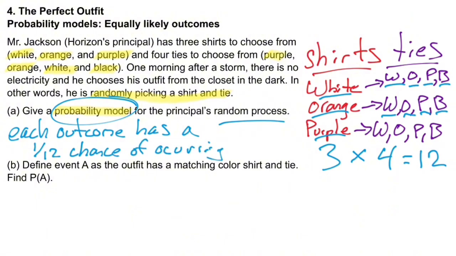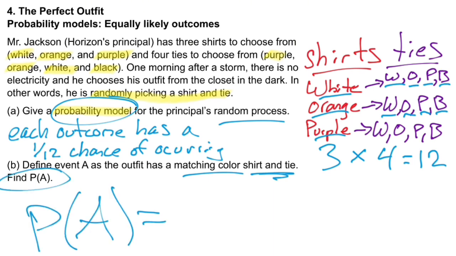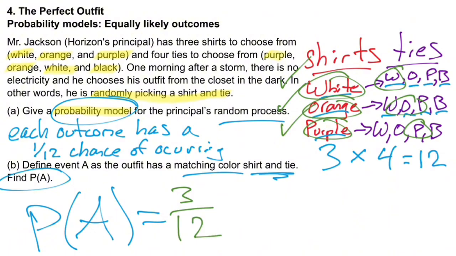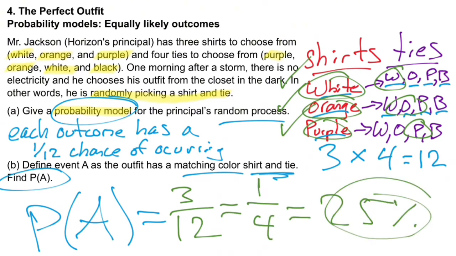So, Part B, define event A as the outfit that has matching color shirt and tie, and that is event A. So we're trying to find the probability of event A occurring. So we need all of the combinations where it is a matching shirt and tie. So we have a white tie and a white shirt, orange tie, orange shirt, and purple tie and purple shirt. So it looks like there were 1, 2, 3 combinations out of the 12 options in the sample space. So that gives, we'll first write down 1/4, or a 25% chance of getting a matching color shirt and tie. All right, moving on.